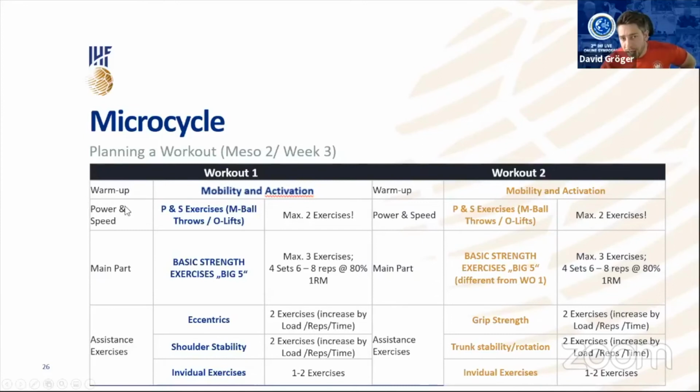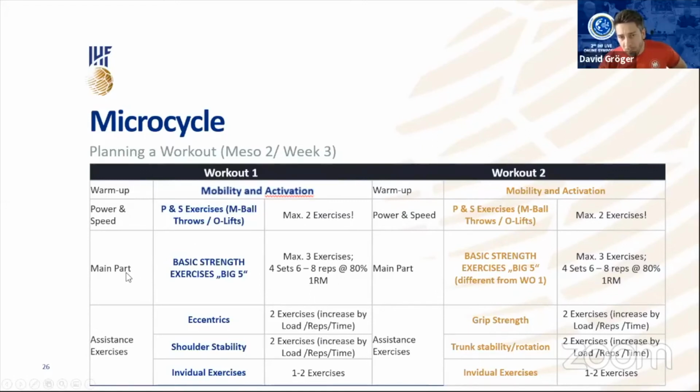And this is the part where you can implement something like the medicine ball throws, something like the throws that you see at the end. You can also implement Olympic lifts here. I didn't show the Olympic lifts because it's not specific enough for this topic. But this will be the part where you can implement power and speed exercises. Here you have a good neuromuscular status to execute the exercises properly.